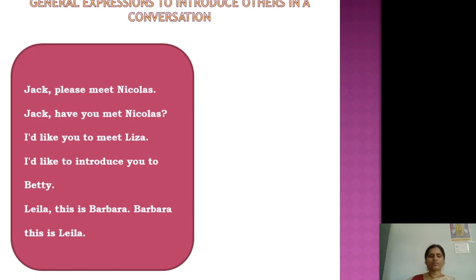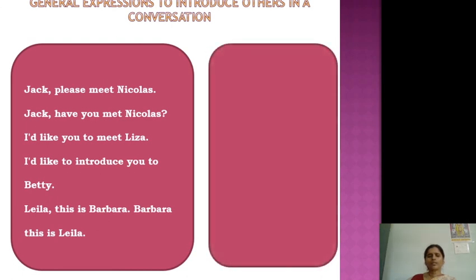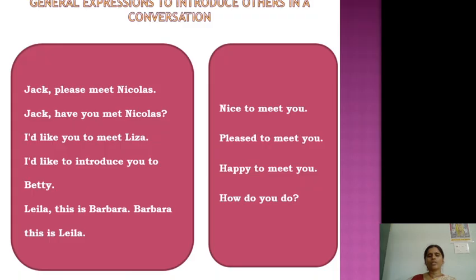So these are some of the expressions which we can make use of when we are trying to introduce others to our friends or family members or colleagues. Now, what would be the possible responses to these greetings? Nice to meet you. Pleased to meet you. Happy to meet you. How do you do? So these are some of the expressions which we can make use of in response to expressions of introduction. When someone introduces a person to you, you can say, "Nice to meet you, pleased to meet you, happy to meet you, how do you do?"